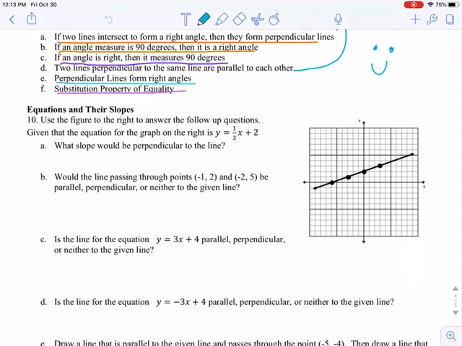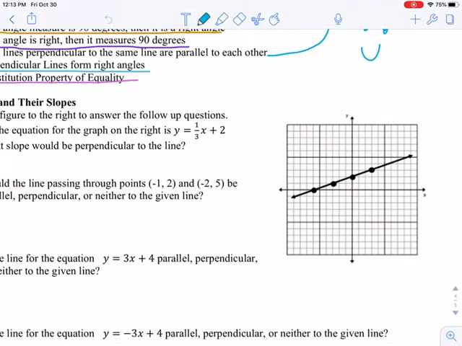Okay, students, so we're here with the last part of the video. We're going to be doing stuff about graphing lines. Use the figure on the right to answer the follow-up questions, given that the equation for the graph to the right is y equals 1/3 x plus 2.